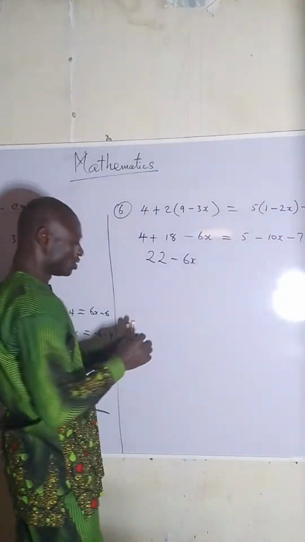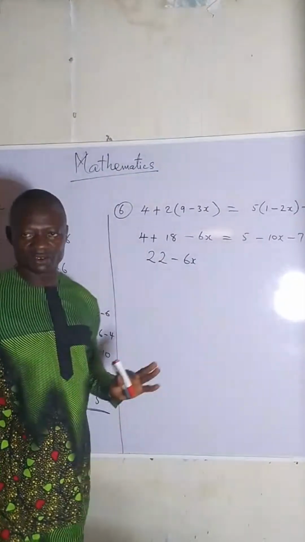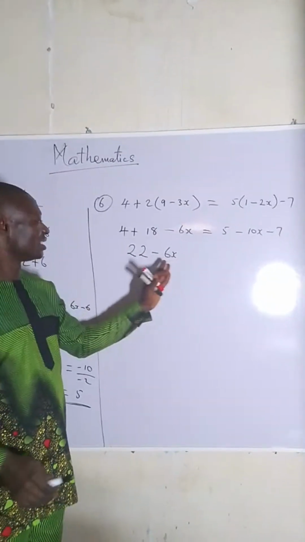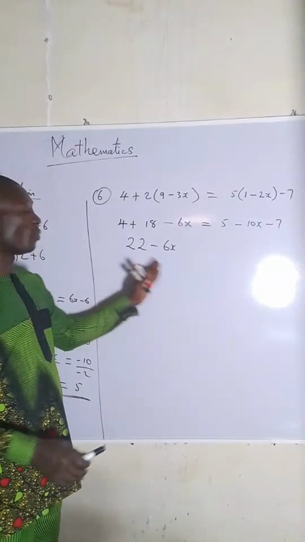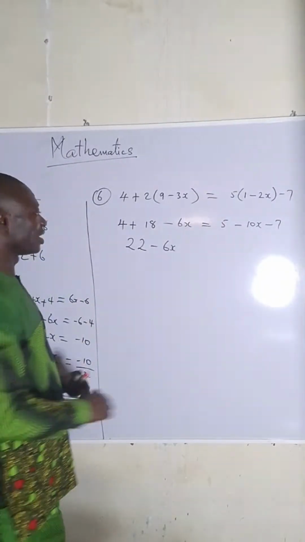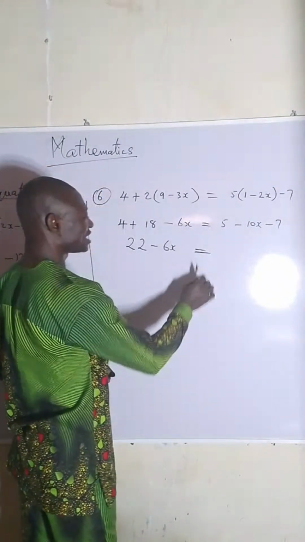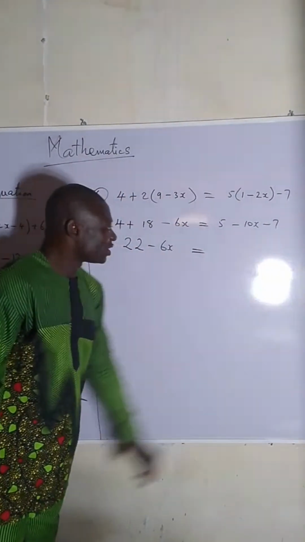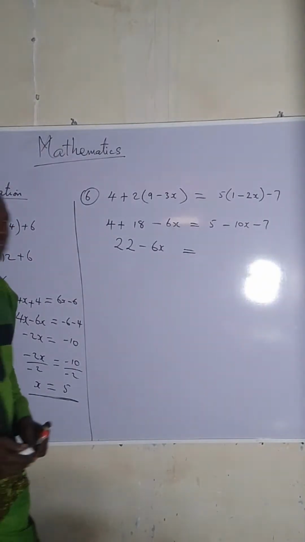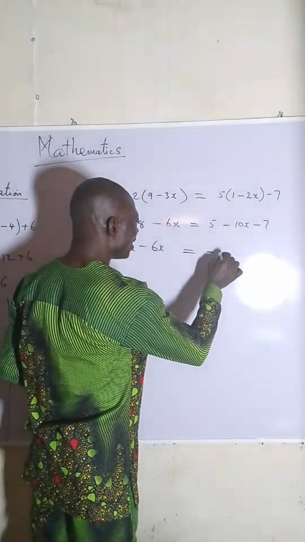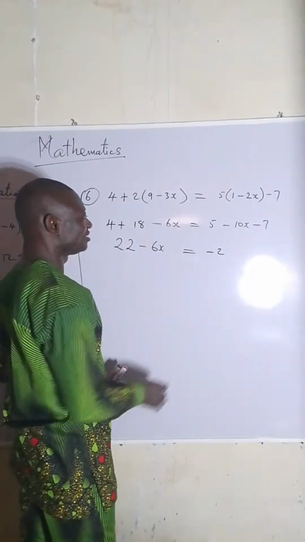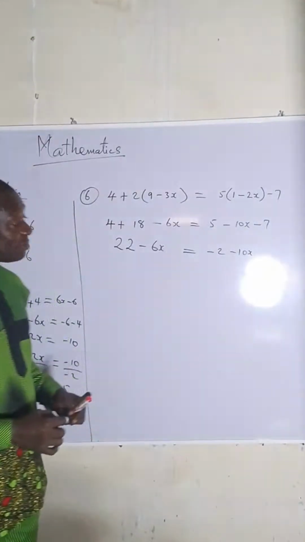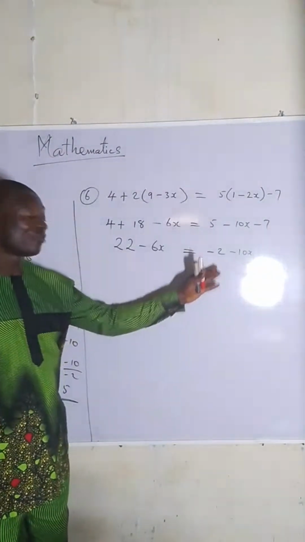Now on the left, each one is alone. 22, there's no other number here without a letter. Minus 6x, there's no other term here with a letter. So we have now collected like terms within this left hand side. On the right, 5 minus 7 will give us minus 2. So we have minus 2. Then minus 10x is also alone. Whether you write minus 10x first or minus 2 first, there's no problem.